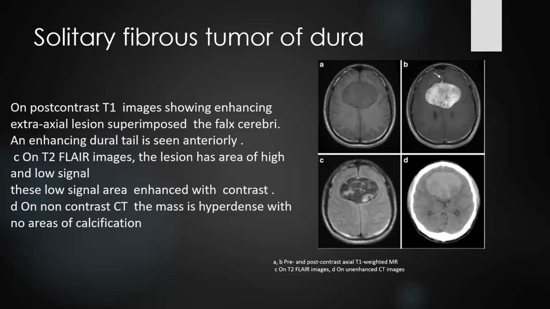In this case, the image shows an extra-axial lesion superimposed on the falx cerebri with an enhancing tail anteriorly. On FLAIR, the lesion has high and low signal. These low signals are enhanced with contrast. On CT, the mass is hyperdense with no area of calcification.